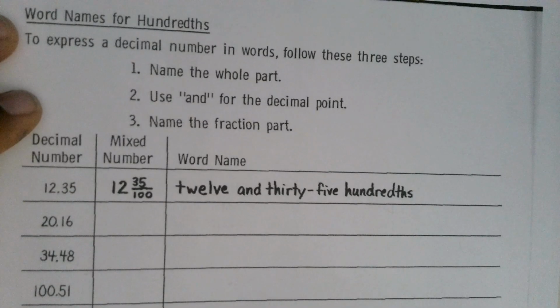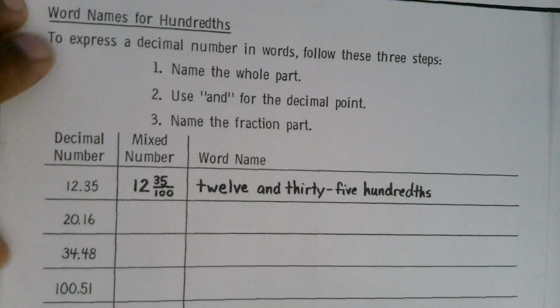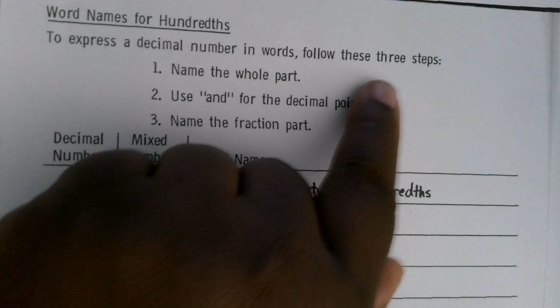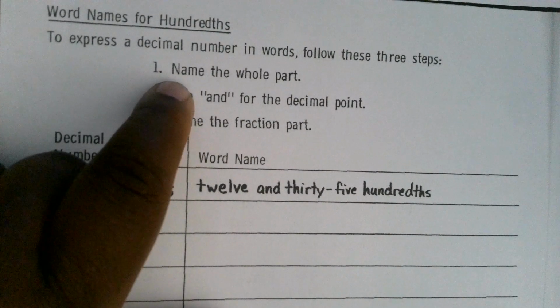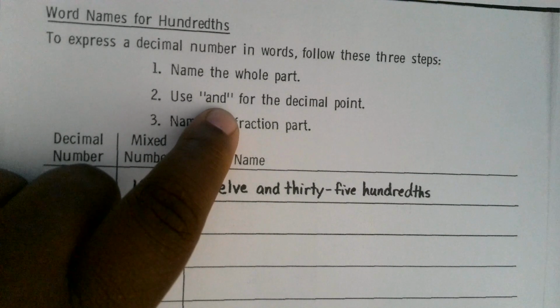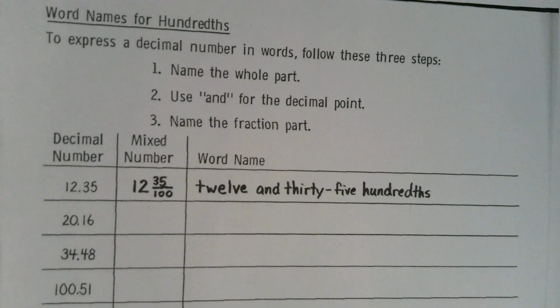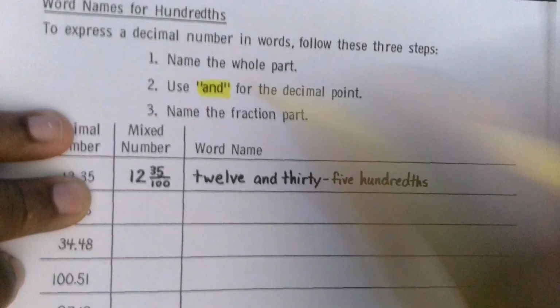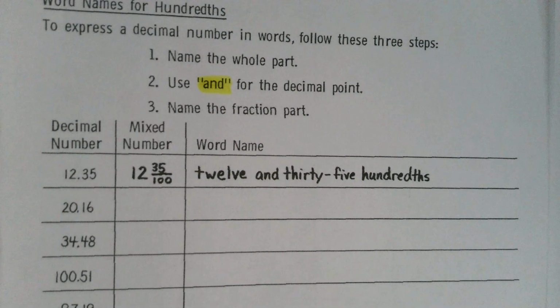And so now we're going to read over the steps. To express a decimal number in words, follow these 3 steps. Step 1, name the whole part. Step 2, use "and" for the decimal part. And step 3, name the fraction part. Again, remember to write the word "and." In chapter 1, I told you guys you don't write "and" without a reason.